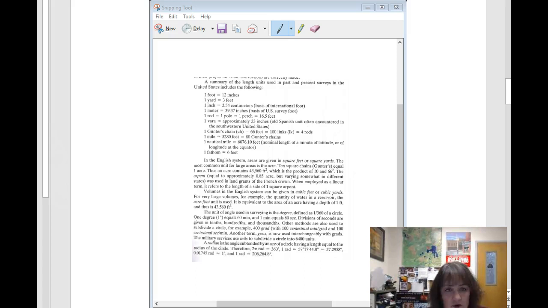I also wanted to take a moment on the page here with the units at the bottom. It talks about a unit of angle being a degree, which is 1/360th of a circle.